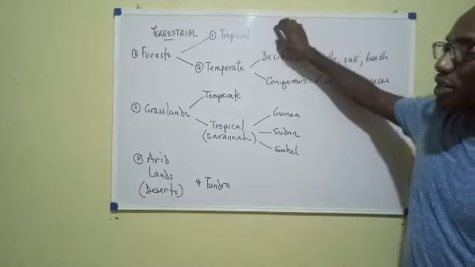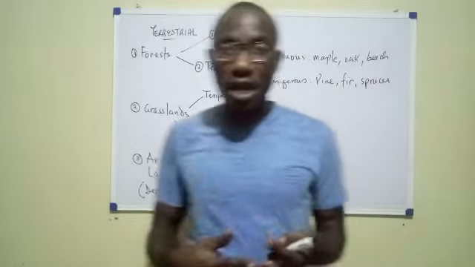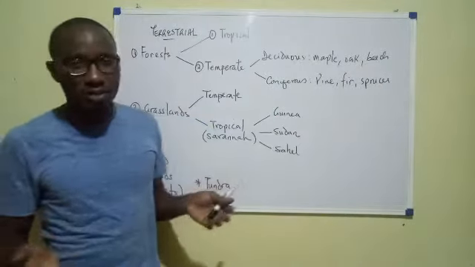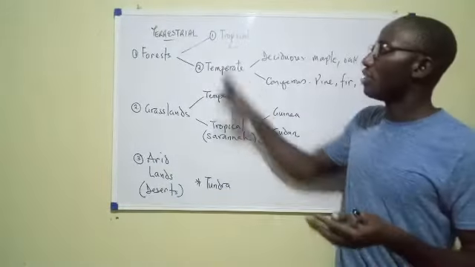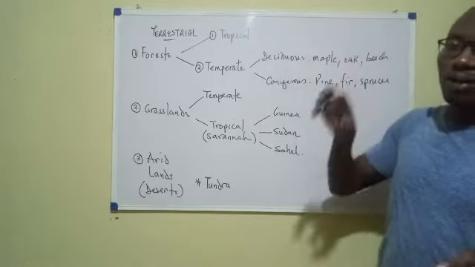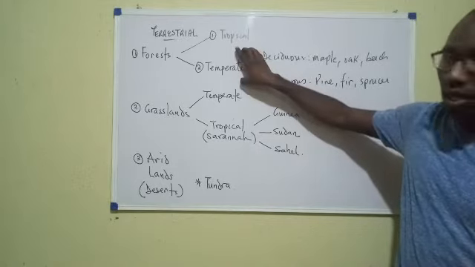And then for the animal life, you find things like snakes, lions, antelopes, grass cutters, rabbits, elephants, a large variety of different kinds of animals in the tropical rainforest. So like I said earlier, it has a rich stock of plant and animal life. Same thing you find in the temperate forests.